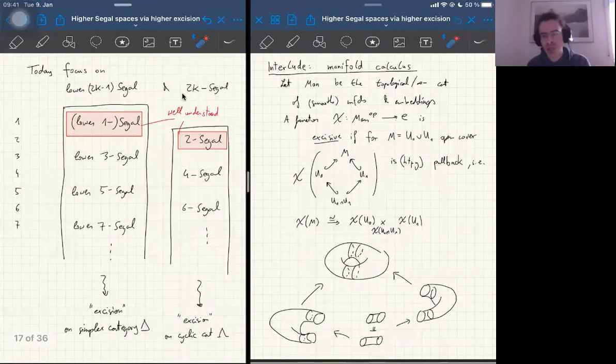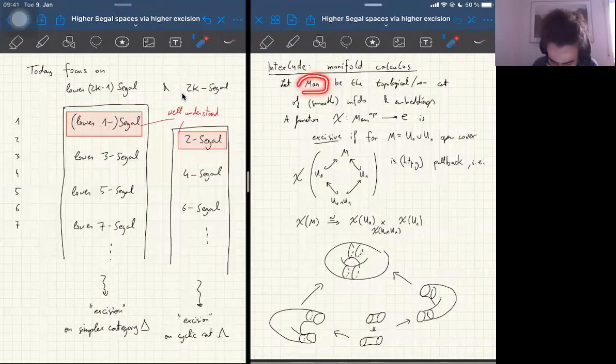Okay, but before I can do this, I have to do an interlude, because I would imagine that not everybody is familiar with manifold calculus. So I have to first explain a little bit what the main idea of manifold calculus is. And then the idea is that we want to do some sort of analogue of manifold calculus, but for the simplex category. Okay, so here's the setting.